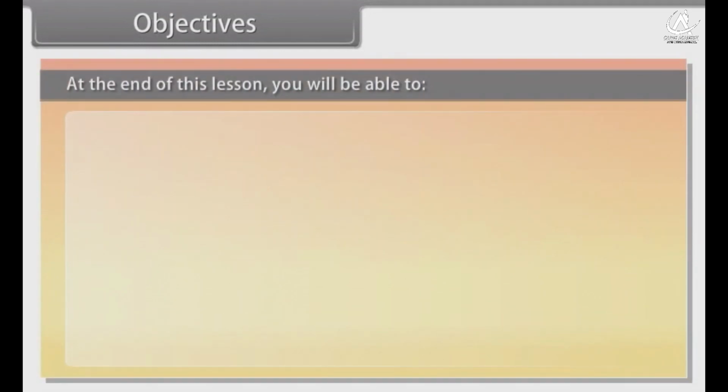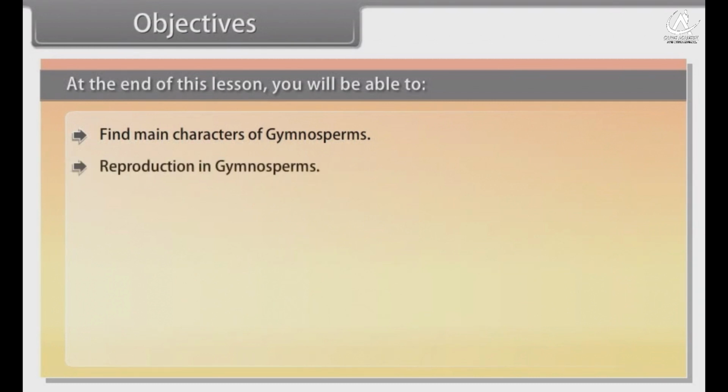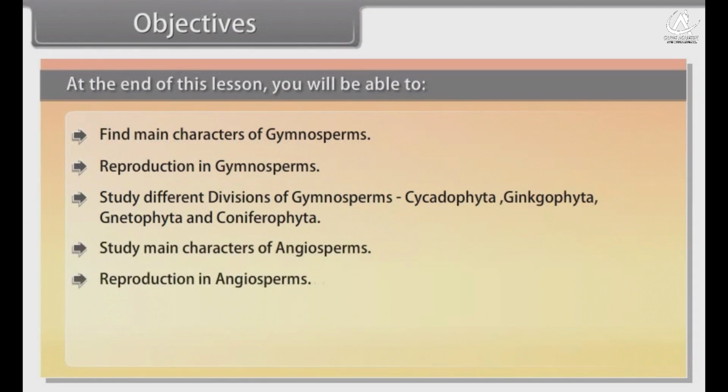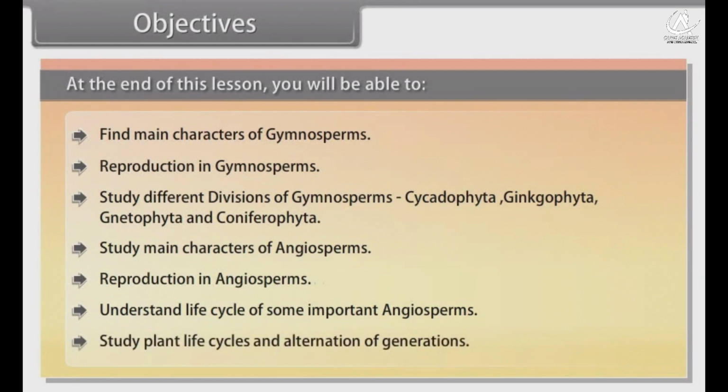Objectives. At the end of this lesson, you'll be able to find main characters of gymnosperms, reproduction in gymnosperms, and study different divisions of gymnosperms: Cycadophyta, Ginkgophyta, Gnetophyta, and Coniferophyta. Study main characters of angiosperms. Reproduction in angiosperms. Understand the life cycle of some important angiosperms. Study plant life cycles and alternation of generations.